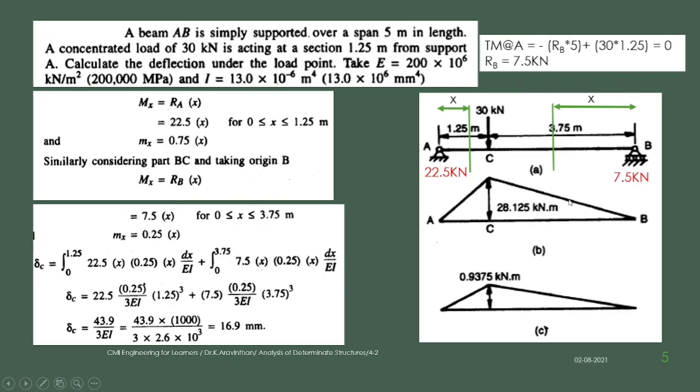Then what about the dummy load? Now you have to apply a 1 kilonewton load at the place where you need the deflection. Now we need deflection at point C, and we have removed the 30 kilonewton load and applied a 1 kilonewton load. Before finding the moment, you have to find the support reaction. How to find that? For the 30 kilonewton load we have found out the reaction, and this is a simple technique. If you need it for 1 kilonewton, just divide 22.5 by 30.